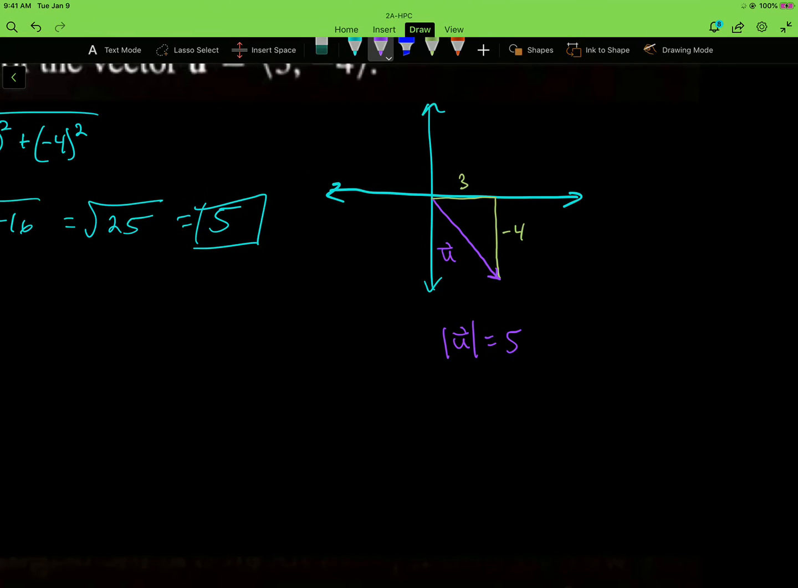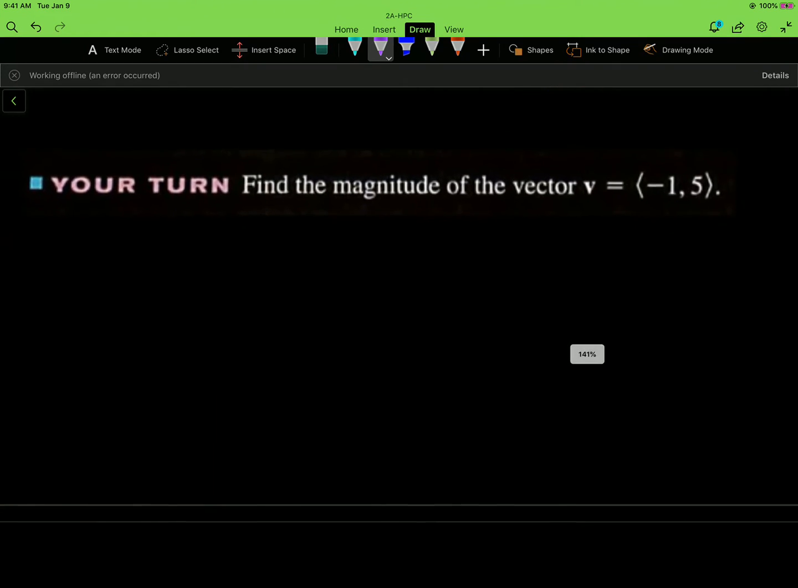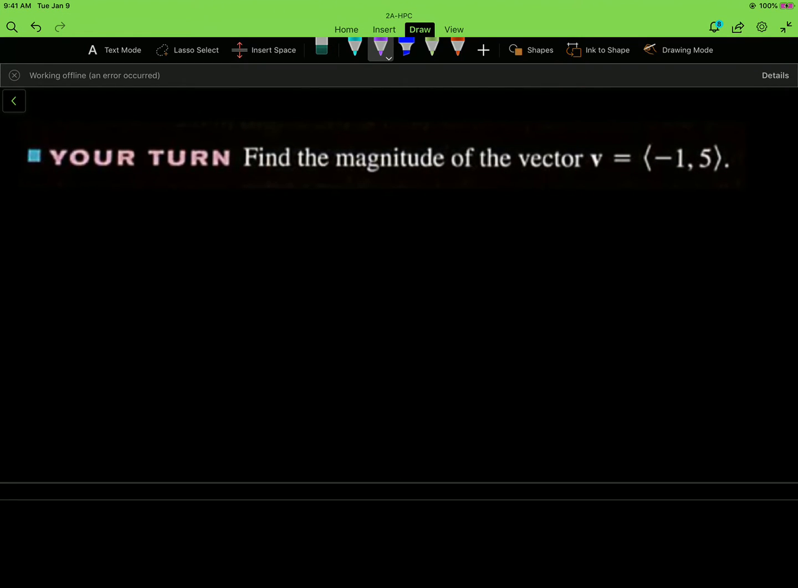Also, I would say that some textbooks, if you look this up online, and some teachers will use a double bar there to mean magnitude, so that you don't think of it as absolute value. But I kind of like it like that. So anyway, you're going to pause the video here and see if you can find the magnitude of this vector. It might help you to draw it as well if you don't remember exactly how to do it algebraically.